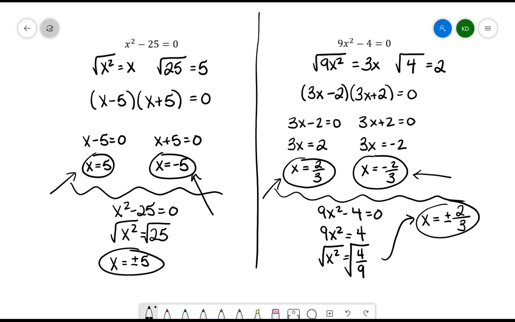Either one of these strategies works. What I find is that when I teach this method here, the one that I have on the bottom, people tend to forget about the fact that you have to have a positive and a negative answer, whereas it doesn't get forgotten as much when doing the strategy on top. Either one of them works. I just find that there's more errors in the second one, but totally up to you which one you use.